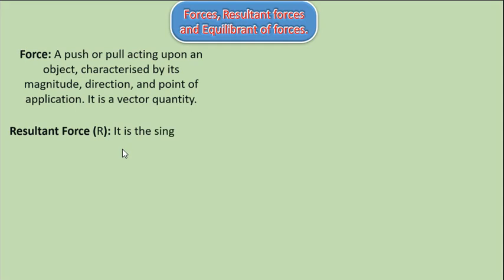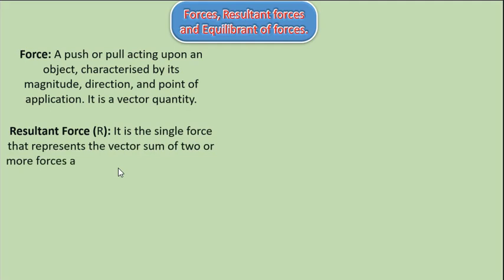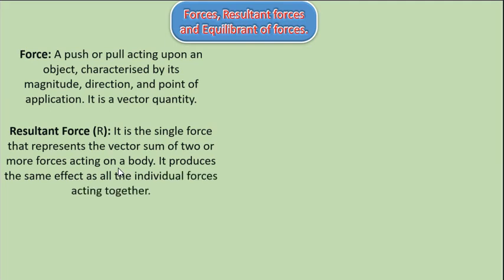Resultant force. Resultant force is a single force that represents the vector sum of 2 or more forces acting on a body. If you have 2 forces acting on a body, or 3 forces, or 4 or 5, one force that can replace those forces acting on that body is referred to as the resultant force. The good news is that the resultant force produces the same effect as all the individual forces acting together. It produces the same effect as the forces it replaces. So that gives us resultant force.